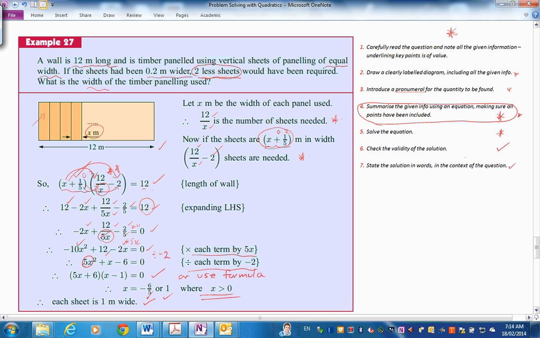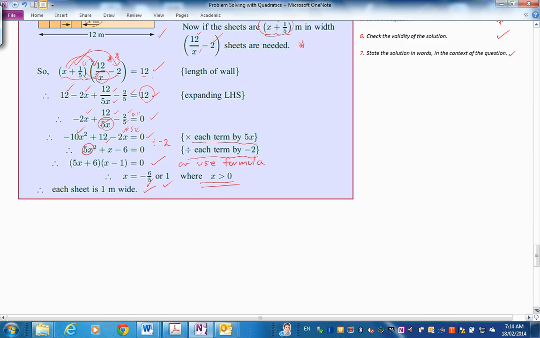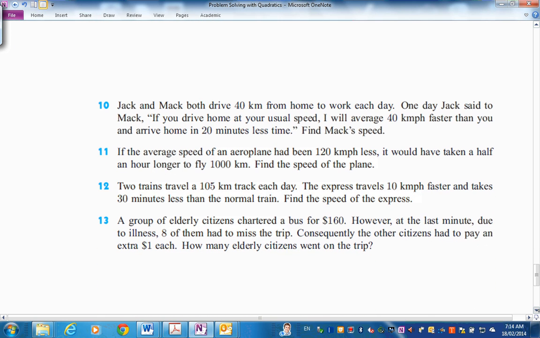There are some challenging ones like this where it's quite hard to get the information into an equation with all this language up here. So, 2 less sheets, how would you work that in? Okay, so that's an interesting problem. Let's see how you go on some of the harder ones now, and we've just got a few left here.